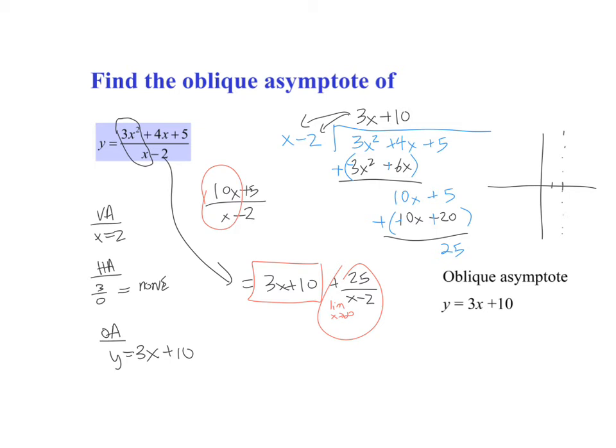Our horizontal was 3x plus 10, so that'll be a pretty steep line way up here somewhere. So those would be our two asymptote lines. So now when we draw our graph, it would be somewhere in between those two, kind of like that.